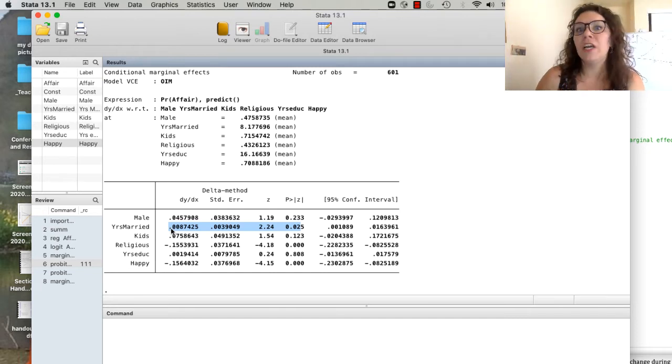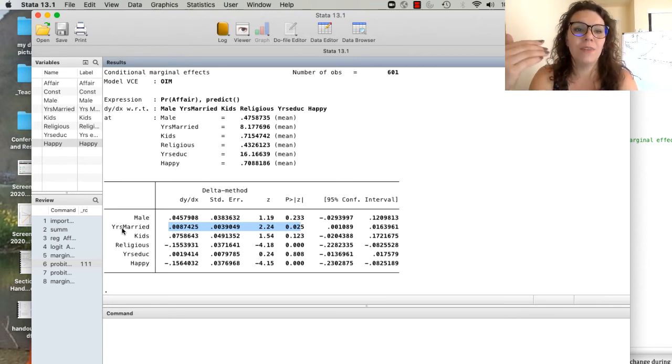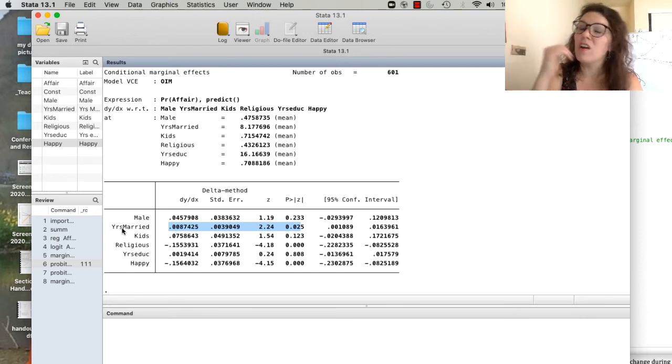We could say generally that years married tends to have a positive effect on the probability one has an affair. We could also talk about the significance of years of education, kids, and maleness on the probability one has an affair. They're all positive, though not statistically significant, but that gives us sort of a sense of how that works.